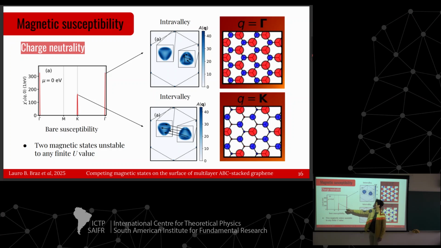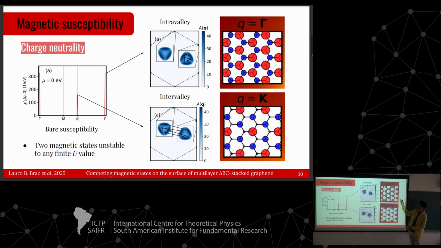We first compute this susceptibility, and we get two sharp peaks around the K and gamma points. What you see in the x-axis is the scattering momentum. A sharp peak around the gamma point is actually pointing to intra-valley scattering vectors, inside the same pocket, while a sharp peak around the K point is inter-valley. And they are also related to different magnetic patterns, which I'm showing here.